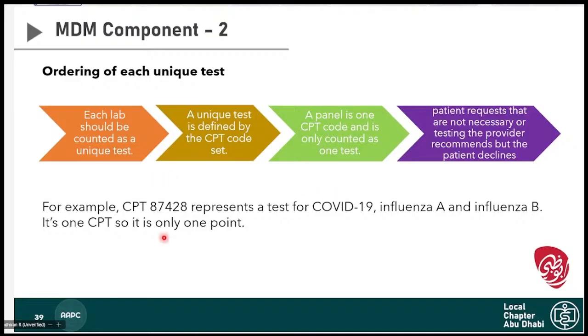So for example, here the provider ordered COVID-19, influenza A and influenza B. We have the panel CPT code 87428. Since we need to consider this a single test, not three tests, we can consider only 1 point for these three tests. In the same case, if the provider ordered CBC separately and CMP separately, we can consider 2 points for the orders.